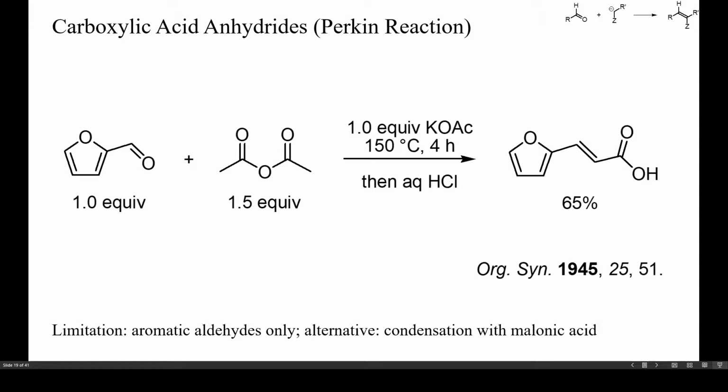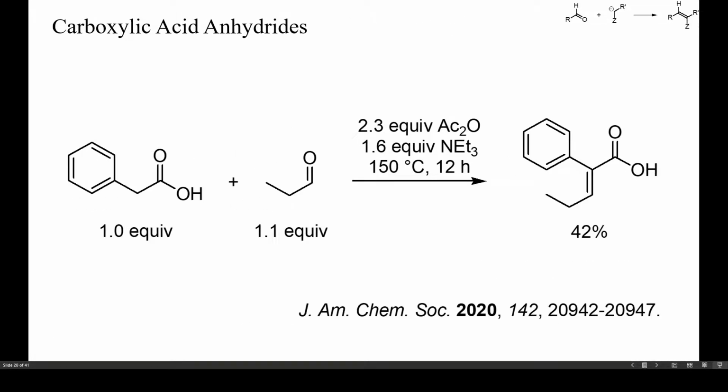An alternative to condensations with acetic anhydride are Knoevenagel condensations with malonic acid followed by decarboxylation. With other anhydrides than acetic anhydride, however, direct Perkin-type condensations with enolizable aldehydes are sometimes possible. In this example, phenylacetic acid could be condensed with propanal, but in moderate yield only.